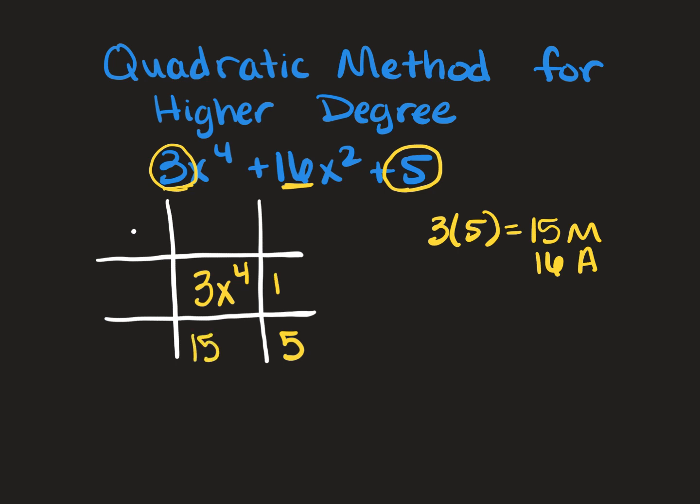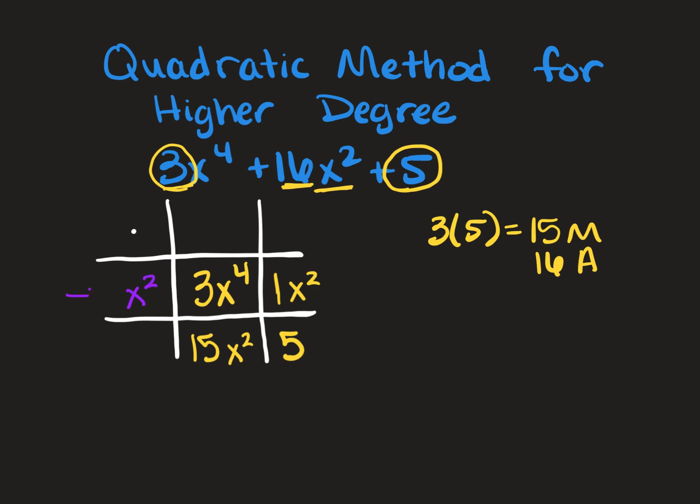And because they're like terms, they have to add to give us this x squared. So they have to have an x squared, because the only way to get that 16x squared in the middle is if we had 15x squared plus 1x squared. Then we're going to proceed to find the GCFs. I'm going to start here. Doesn't really matter where you start. I see I have a 3x to the fourth and an x squared. They only have an x squared in common.